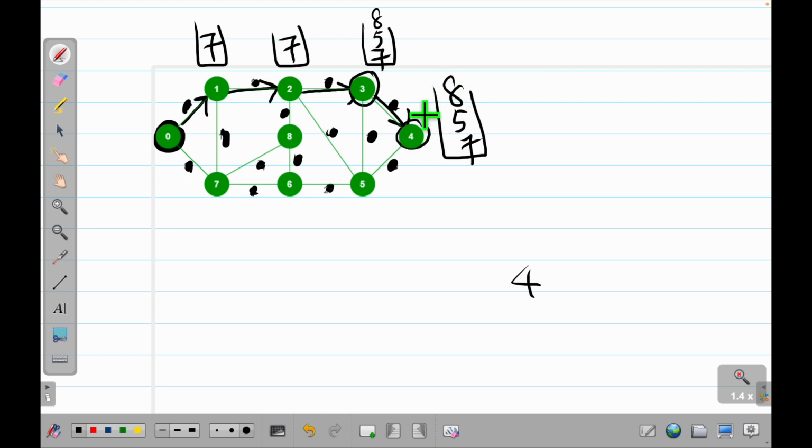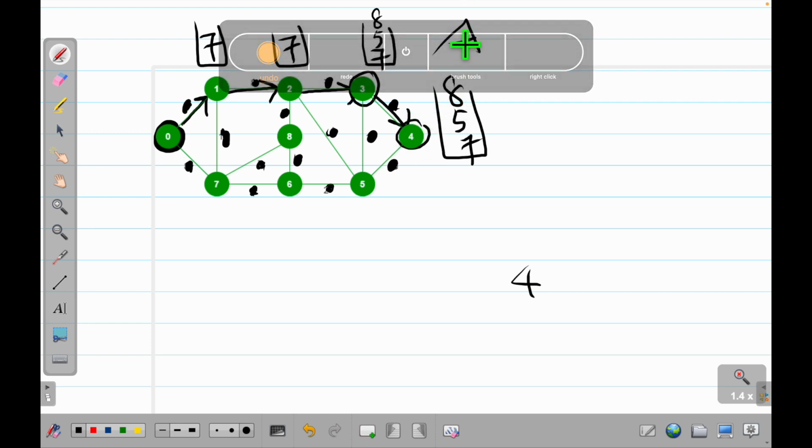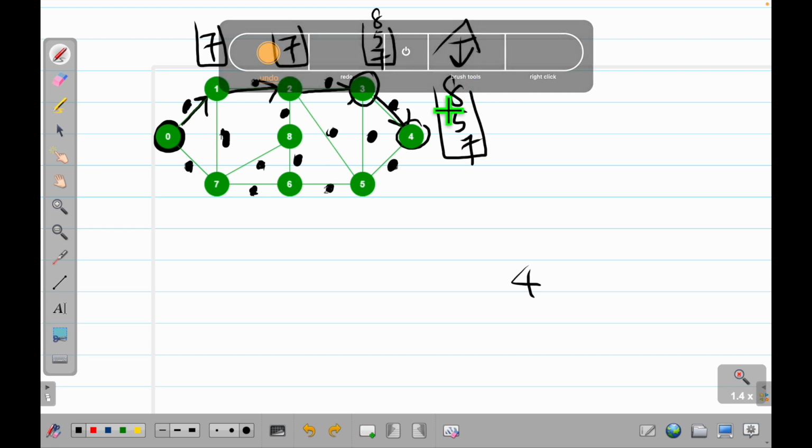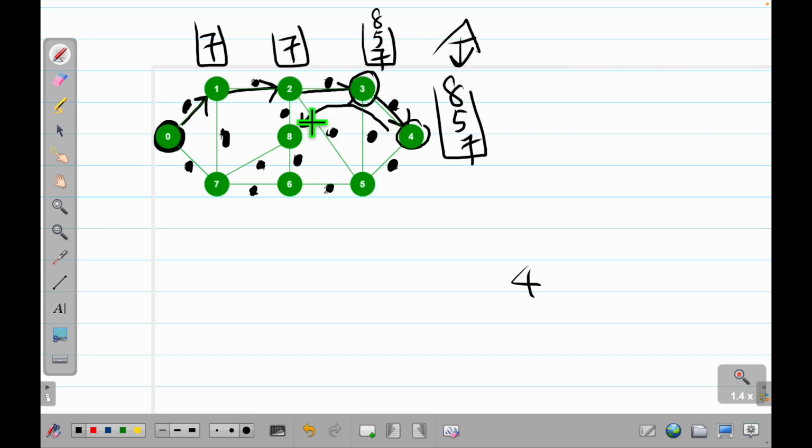So what do we do? We go to the box. We look at the top of the box and see the number. We see 8, so we go to 8. Because we go to 8, we pop out this 8 and we get 5 and 7 here.